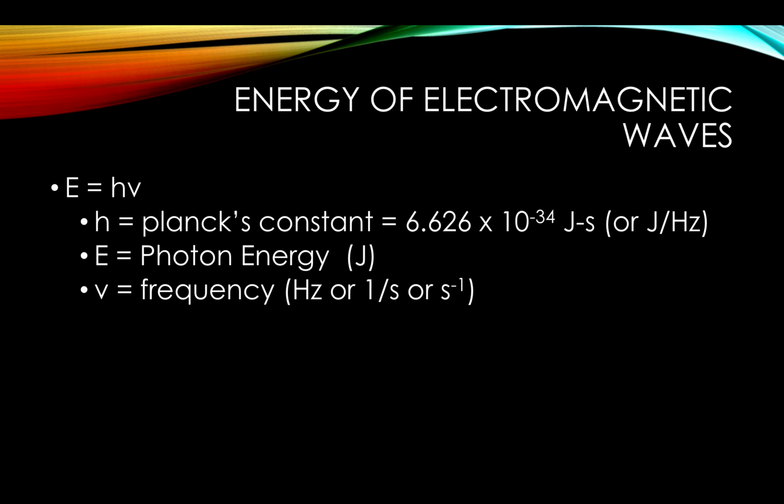Next, we have the energy of an electromagnetic wave. That means E equals Planck's constant times v. Planck's constant is 6.626 times 10 to the negative 34 joules times seconds, or you can say joules per hertz, whichever you like. E represents the photon energy, which has a unit of joules. And v represents the frequency, or hertz, or 1/s, or s to the power of negative 1, which was mentioned before.